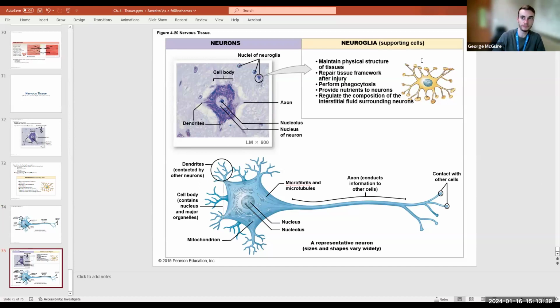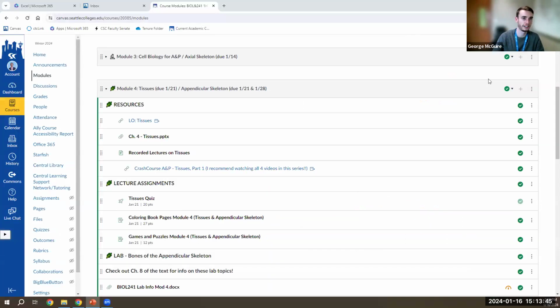Okay. I do want to point out really quickly some things on Canvas. Let me get these out of here. Are you guys seeing Canvas right now instead of my PowerPoint?